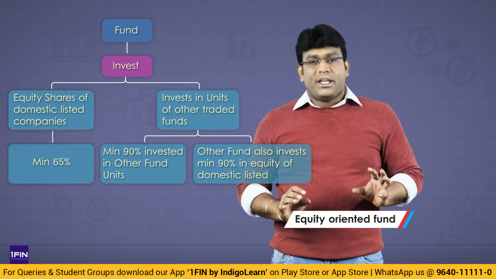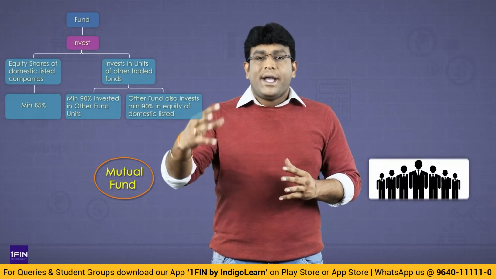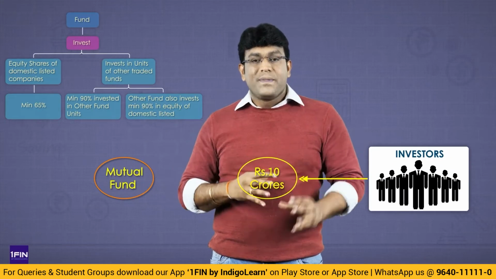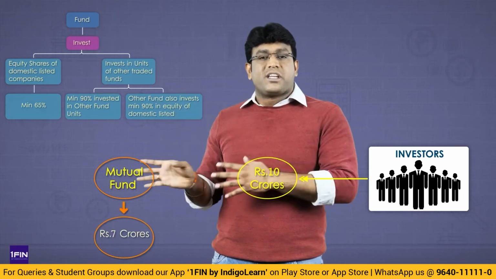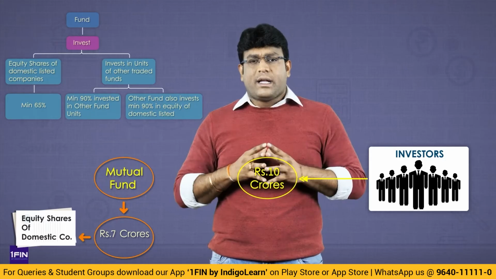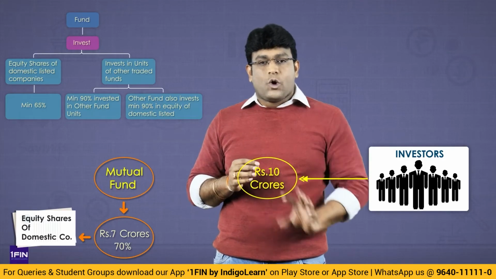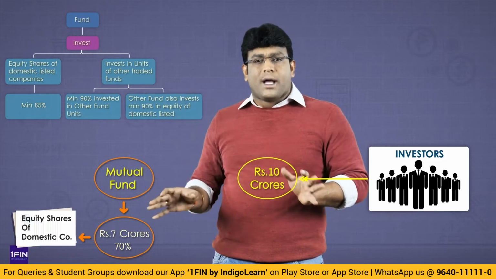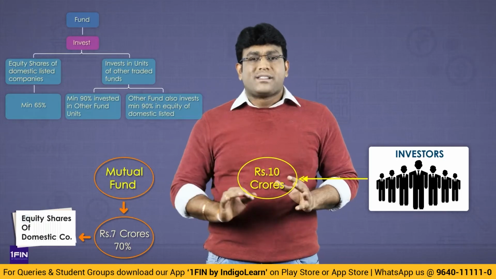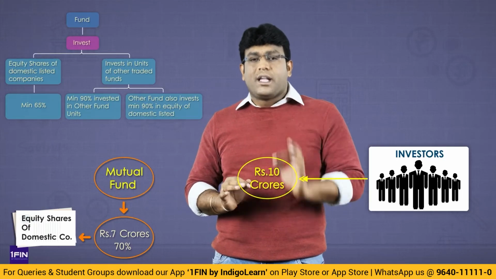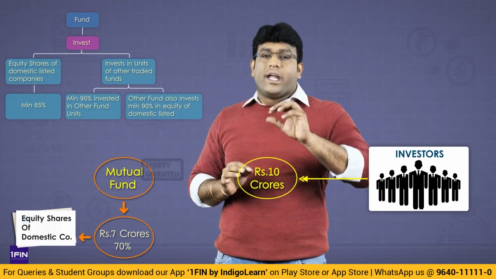So let's take an example here. Assume for a second there is a mutual fund which totally collected 10 crores from the public at large. And this mutual fund, 7 crores out of that 10 crores, they invested in equity shares of domestic company. So how much percent has gone into equity shares? 70% has gone into equity shares of domestic company. So if a mutual fund invests at least 65% in equity shares of domestic company, then we will regard that mutual fund as an equity-oriented mutual fund.